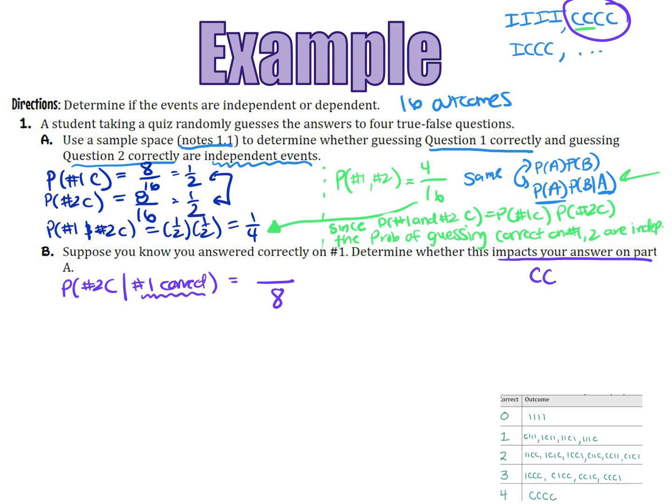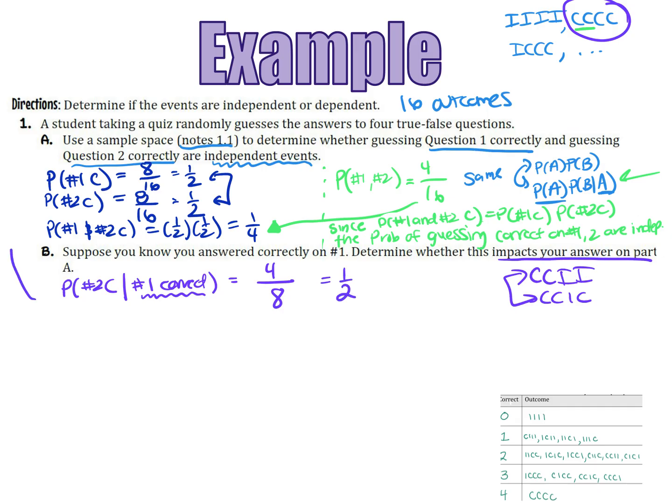So how many start with CC? And then it could be CCII or CCCC, etc. But how many of them have 2 C's out of those 8 that have a C first? And there are 4 of those. And this is going to simplify to be 1/2.